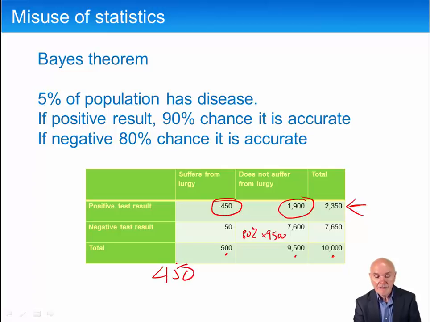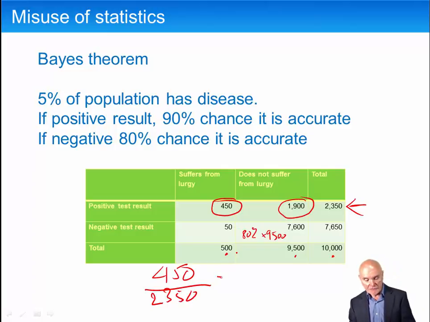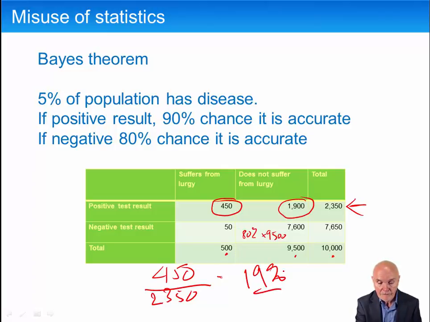So the actual test is saying that your chance of actually suffering from this lurgy out of all the positive results is 450 out of 2350 in there. So the chance of you actually having the disease is 450 divided by 2350. It's about 19%. A far cry from what it looked like originally, which was 90%.